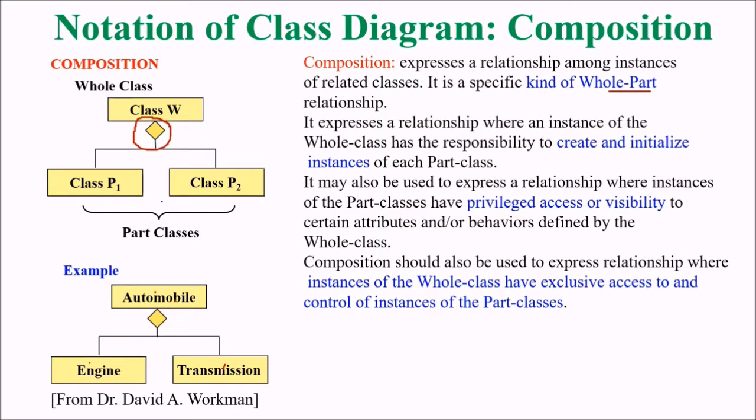So it expresses a relationship where an instance of the whole class has a responsibility to create and initialize each part class. So it may be regarded as, say, interface kind of thing. So it may also be used to express a relationship where instances of the part class have privileged access or visibility to certain attributes or behavior defined by the whole class, this one. So the composition should also be used to express a relationship where the instances of the whole class have exclusive access to and control of instances of these part classes.